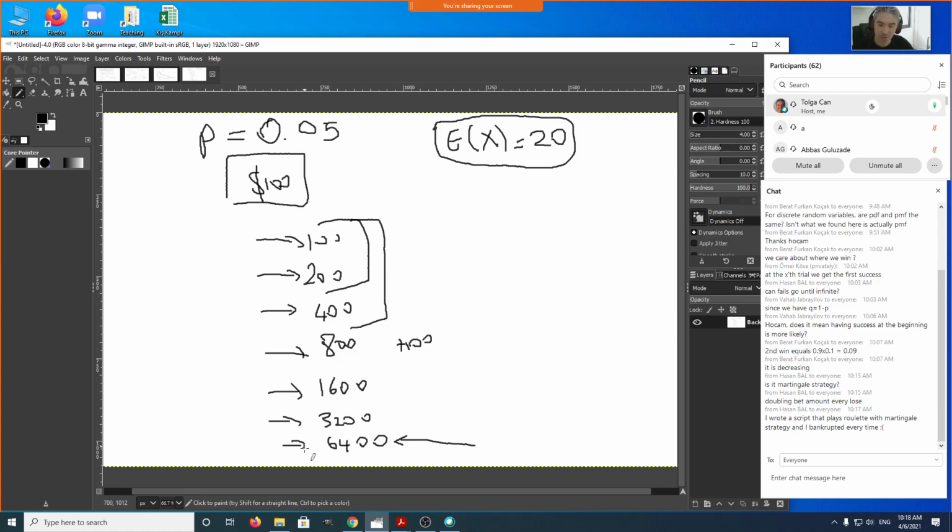If that's the case, this strategy is going to work if you always double what you have. Whatever you lost, you add 100 to that and you bet that amount. And at some point, the expected number of trials to get the first success is something finite. It's 20, which means that at some point you're expected to win. And the point that you win, you're going to be plus $100. So you have just $100.